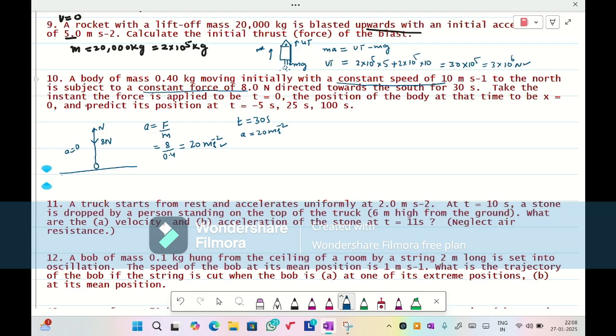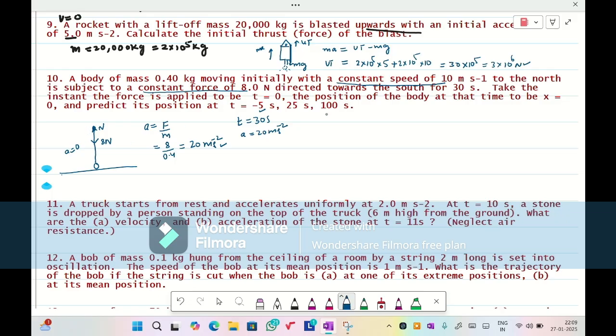Now take the instant the force is applied to be t equal to 0. Meaning at whatever time the force is applied, t is equal to 0. Therefore 0 to 30 seconds. The position of the body at t equal to 0, the position x is also 0, for example. And predict the position at t equal to minus 5 seconds, meaning where it was initially.